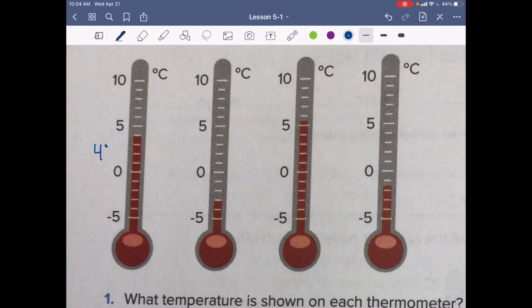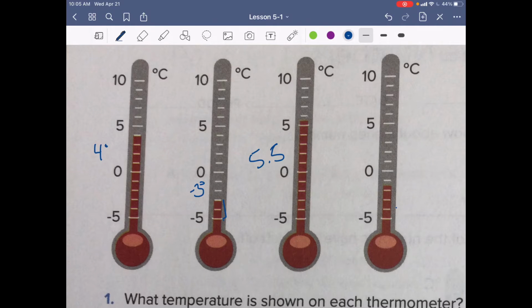Let's look at the second one. So right here we have -5 going up, -4, -3. So this would be -3 degrees. And the third one is a little bit more than 5, but it's not quite 6. It looks like it's about halfway in the middle. So I would say this one is -5, or not negative because this is a positive number, 5.5. And then let's look at this last one.